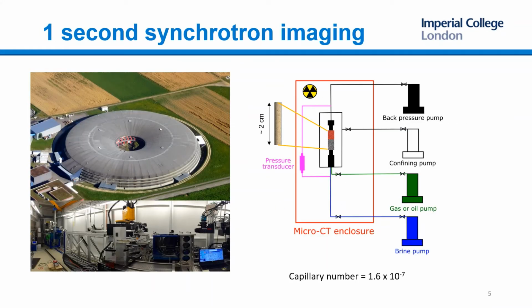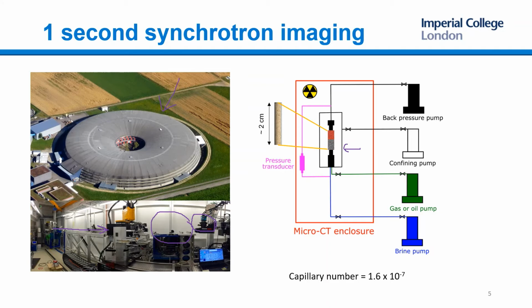We did this by using 1-second synchrotron imaging at the Swiss Light Source, shown here on the left. We had our sample, which is placed in the core holder here, which is also shown in the beamline, it would be here. The X-rays travel down the tube like this, go through our sample, and are detected by the camera here. So we put our sample in our core holder, we saturated it with brine, and then we simultaneously flowed through brine and nitrogen gas, and we imaged the core as the fluids within it approached steady state. And steady state was deduced by a pressure transducer connected across the sample.